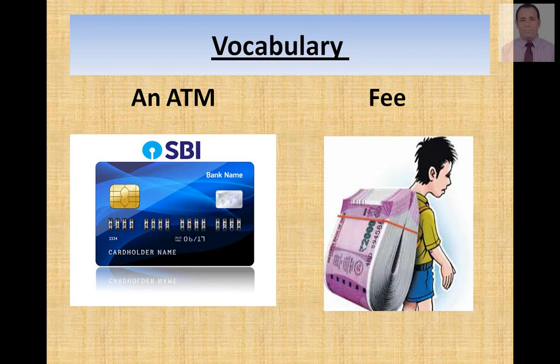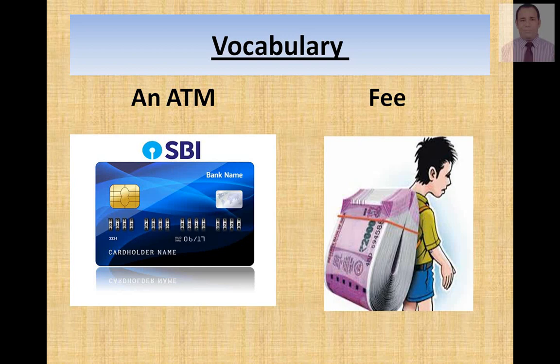Nice. The next one is what here? Fee. You can see in the picture what here? You can see a schoolboy, and of course here he is not holding his school bag. No, he is holding money. You know, this is the fee, the school fee. The school fee. His mom and dad always pay school fee in order to send him to the school. This is called the fee.